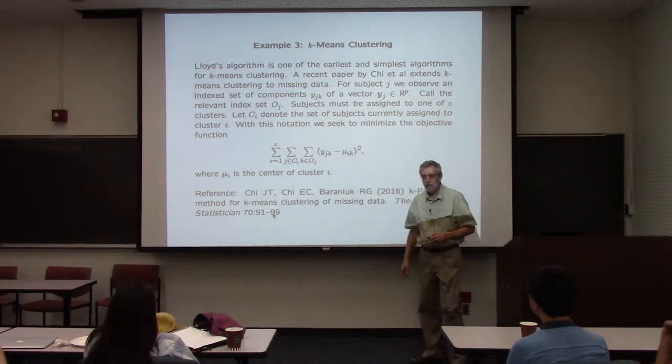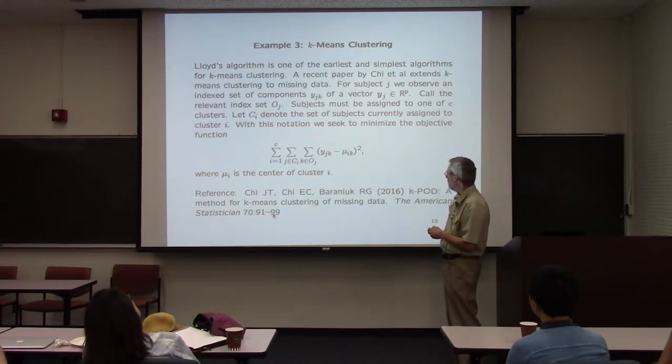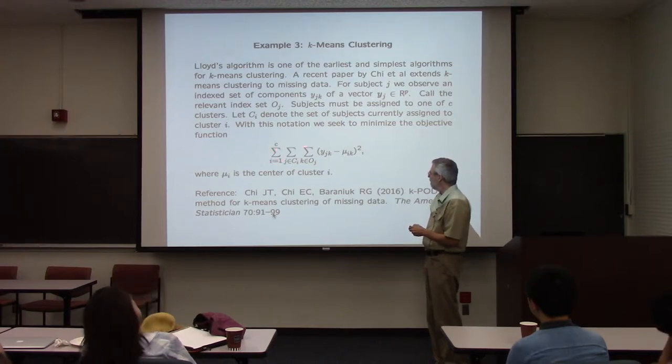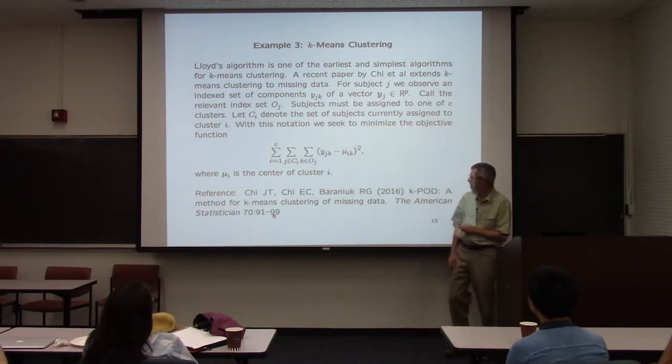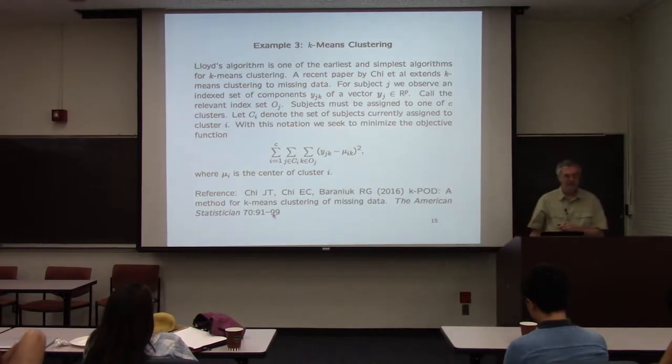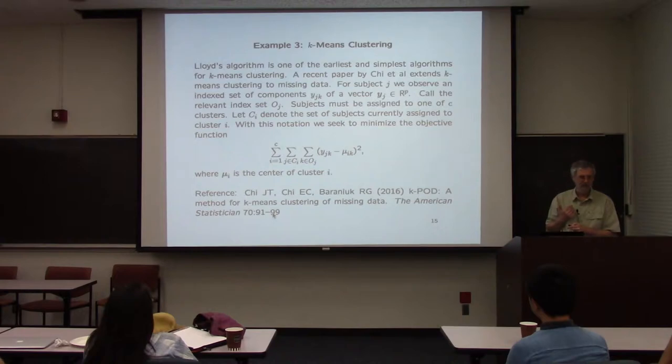So what does Lloyd's algorithm do, in essence? It sets up an objective function. So the y_kj is the kth feature on subject j. Okay, the mu_i is the center of cluster i. So we want to sum over all clusters. For a given cluster i, we want to look at all members of that cluster, and we want to see how well our current cluster center fits the observed features. Okay? Now, in this formulation, this theta_j may be a deficient set. You don't have to have every item measured. You're just working on the items that are actually measured.